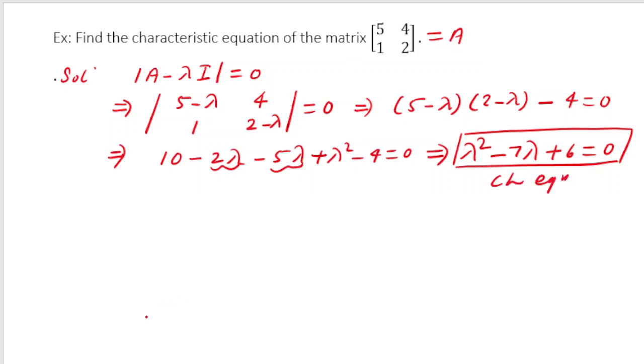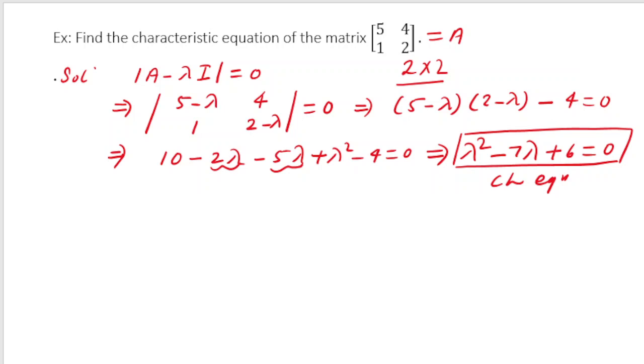A few observations related to the characteristic equation: if the matrix A is of size 2 cross 2, or we can say of order 2, then the characteristic equation will be a polynomial of degree 2. Here it is lambda square, so we are getting an equation of degree 2. Similarly, if I take a matrix of size n cross n, the left hand side of the characteristic equation will be a polynomial of degree n.